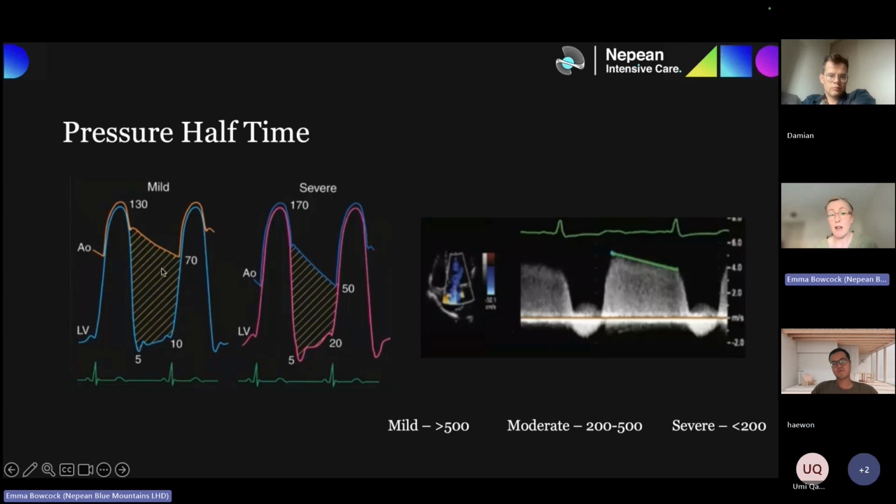So if you've got just a small volume of blood coming back, then you've got your aortic pressure here, right? And your LV pressure here. If you've got a small amount of blood coming back, you're going to take a relatively longer time for those pressures to equalize. Whereas if you've got severe, this line's going to be super steep, isn't it? And your LV and your aortic pressures are going to come together and equalize more quickly. Yeah, so that's really where pressure half time comes from.